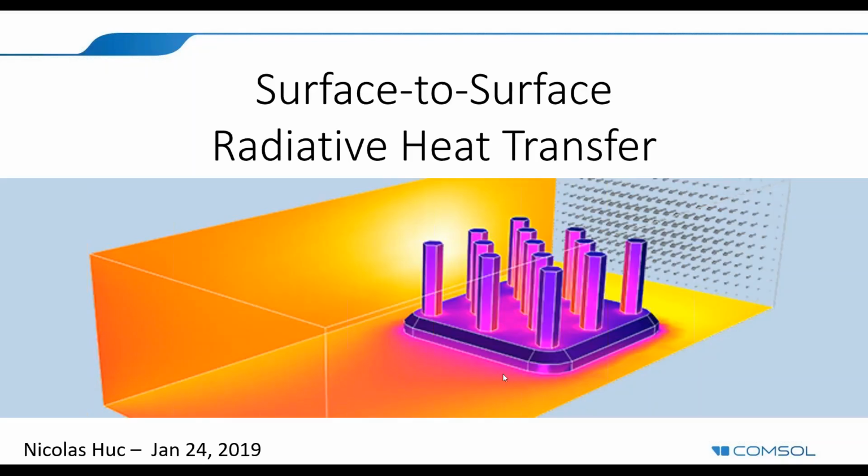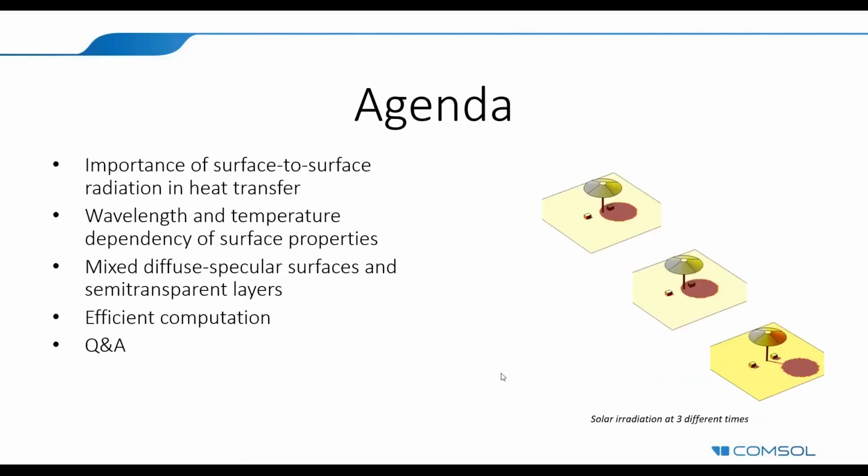So today I'd like to start by making a point about the case where surface-to-surface radiation is of interest in a simulation and when it can be skipped. After this first part, we will look at the details of surface-to-surface radiation, how to produce high-fidelity models, so the wavelength and temperature dependency of surface properties, as well as mixed diffuse-specular surfaces and semi-transparent layers. Finally, we will make a point about how to carry out efficient computation.